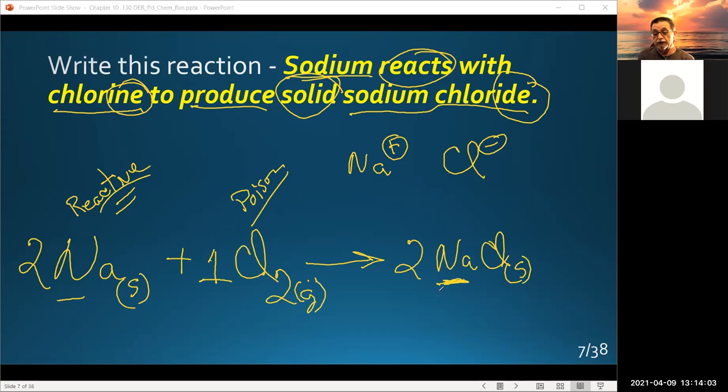Poison gas, reactive metal. We can put this stuff on your French fries, sodium chloride. And the only thing that happened was there was a transfer of an electron from the sodiums to the chlorine, to give us the chloride, 2 chlorides.